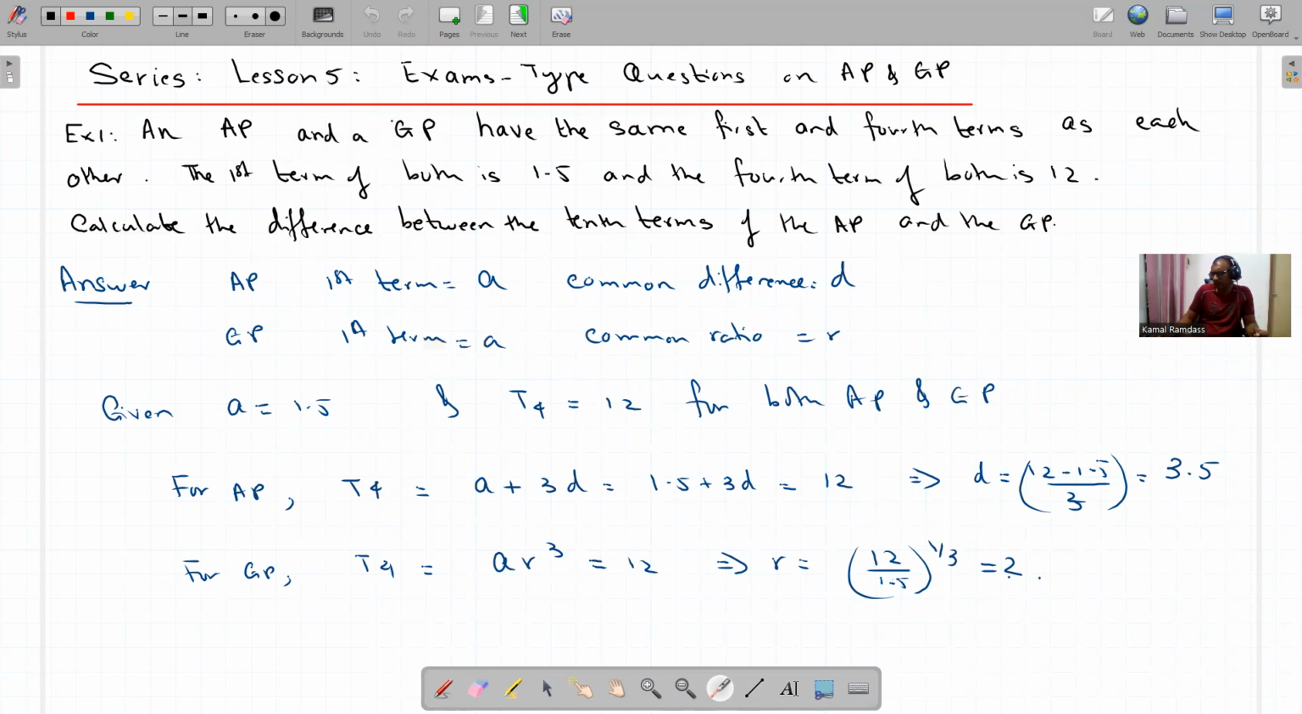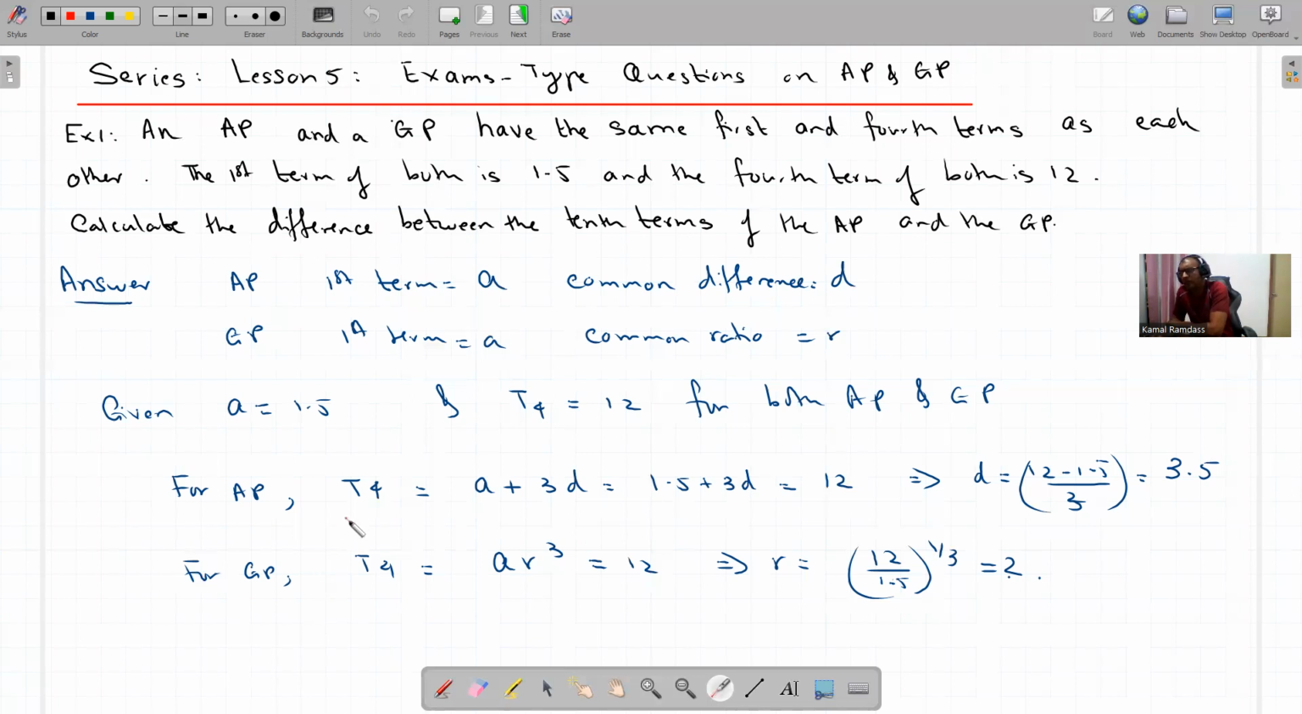Bon. Nous avons un AP, nous avons un GP. First term A. Et the common difference is D for the AP, and the common ratio is R for the GP. Et évidemment, A est égal à 1.5. And the fourth term, term number 4, T4, is equal to 12 for both arithmetic and geometric progression.